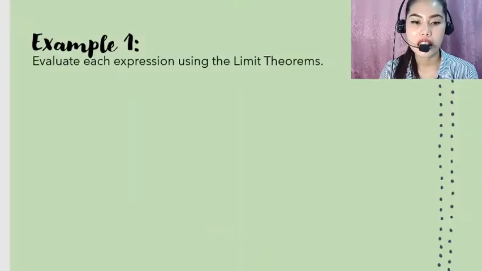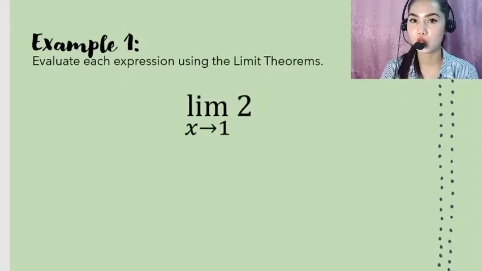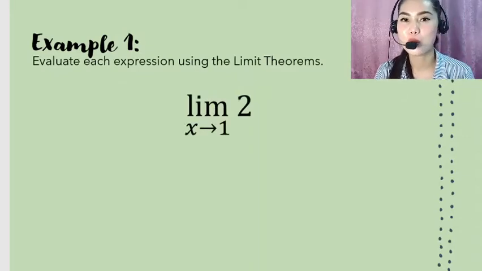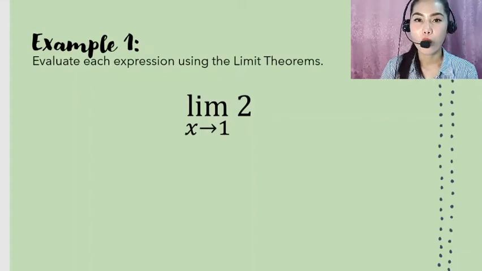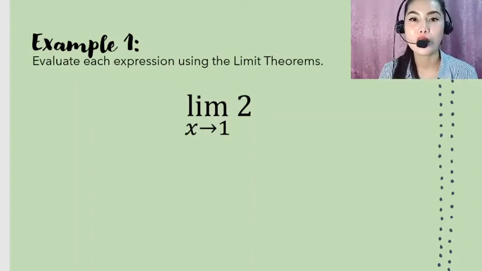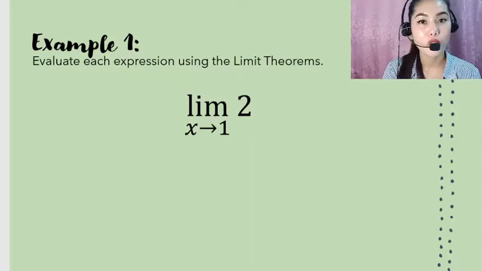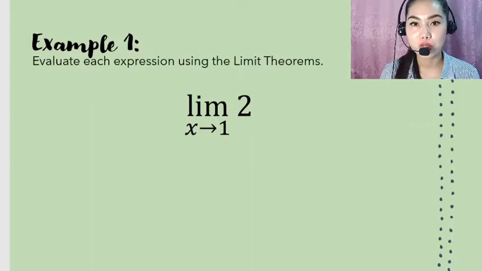Example: evaluate the limit of 2 as x approaches 1. Now, we know that 2 is a constant, right? Now, the theorem behind this is the limit of a constant, wherein the limit of 2 as x approaches 1 is just 2.